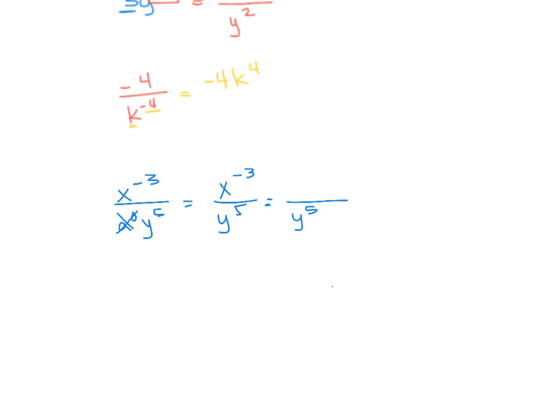Then this negative 3, we want that to be positive, so we need to move its base to the denominator and change the numerator to a positive. However, when everything is in the denominator, you cannot leave the numerator blank. So we always replace it with a 1. So if you move everything from the numerator to the denominator, the numerator has to have a 1 in it.